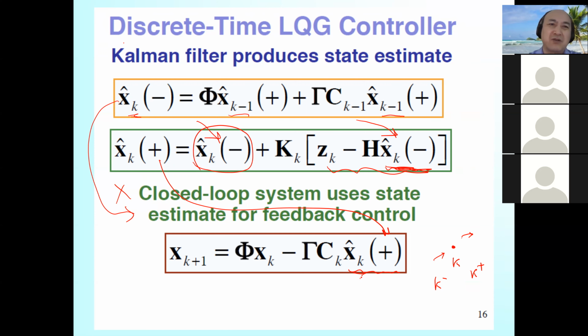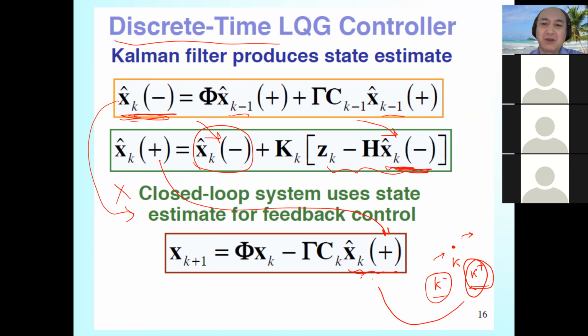Many of the implementations are actually in discrete time, and we should understand what we mean by plus and what we mean by minus. So it's exactly here. This k minus is this one. The k plus is this one or this one.